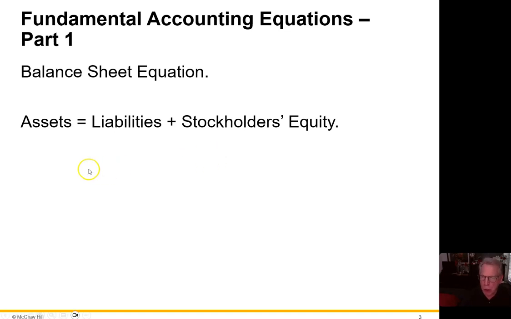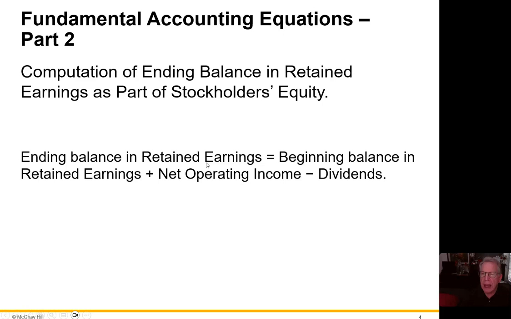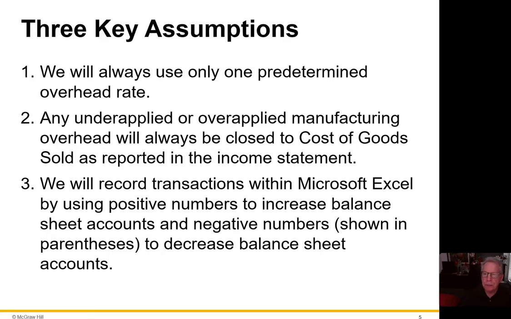And of course, you know the balance sheet equation where we have assets equal to liabilities plus stockholders' equity. And the computation of ending balance in retained earnings, which is part of stockholders' equity, is an easy one. We start with beginning retained earnings, we add our net operating income and subtract dividends to get the ending retained earnings balance.